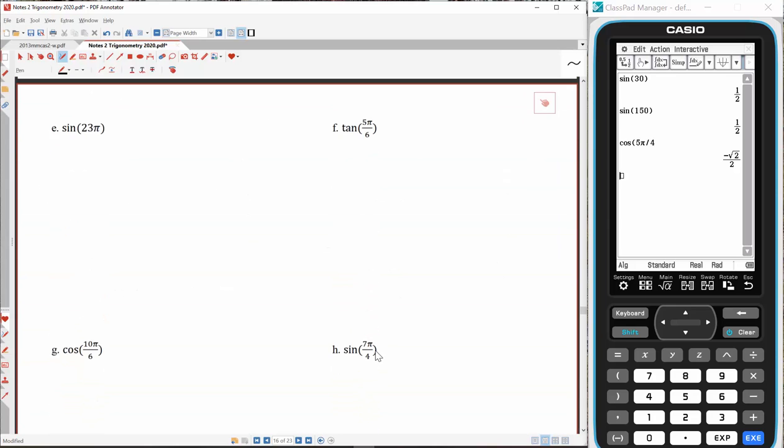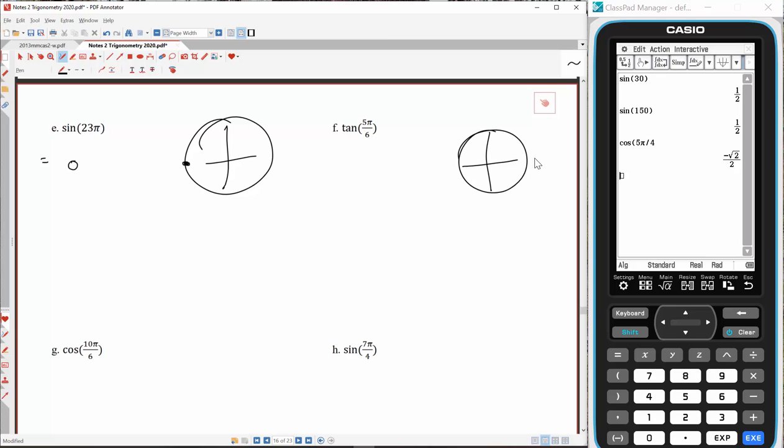Okay, let's do a few more, a fair few more. Sine of 23 pi. Remember this one from last time. This is what we call odd pi. Odd pi means we're going to end up there. Now 23 pi is going to be sine. Sine is the y value at that point. That one's going to be 0.